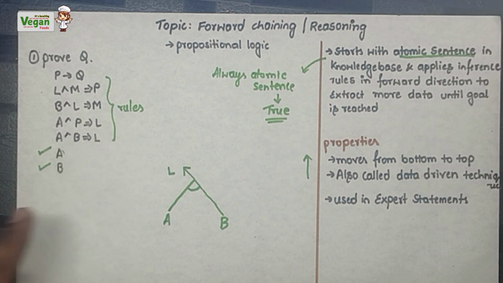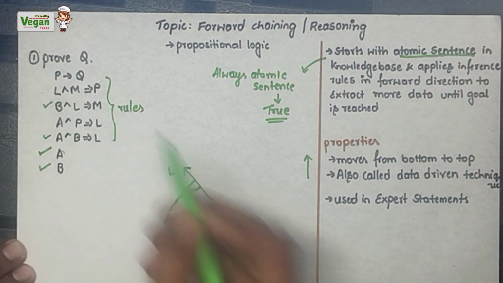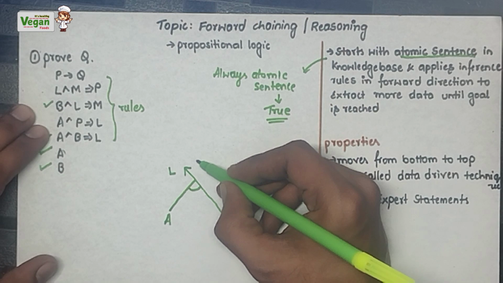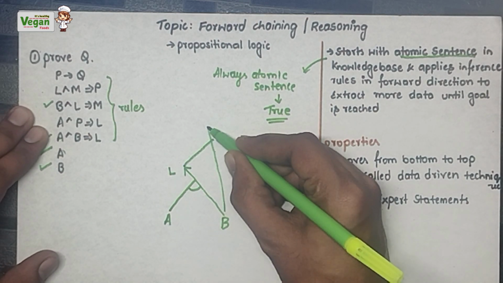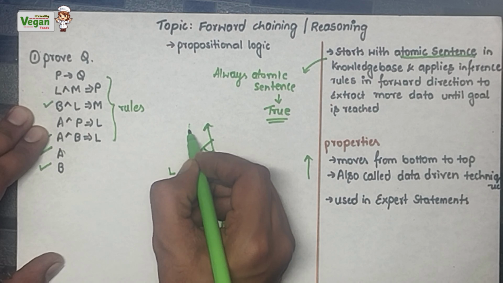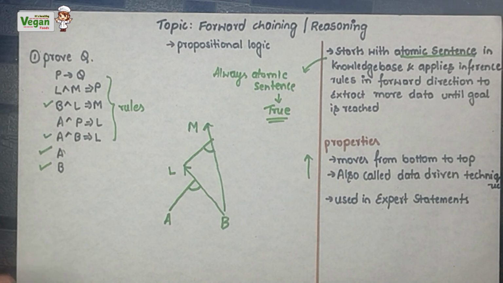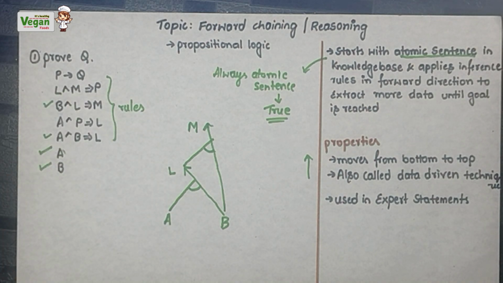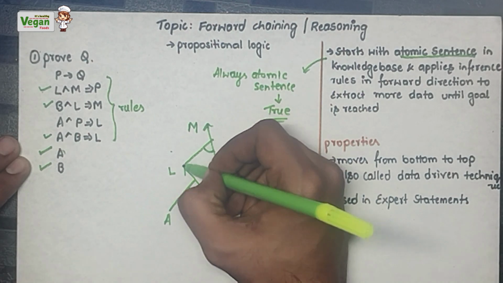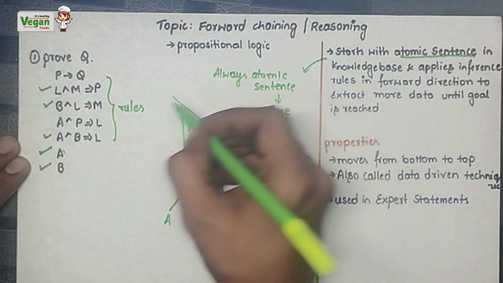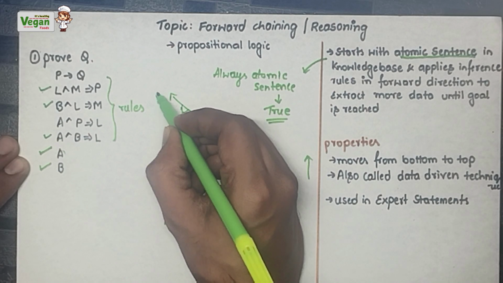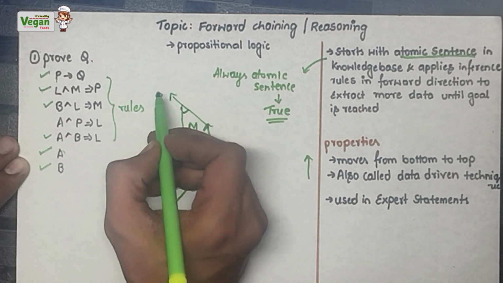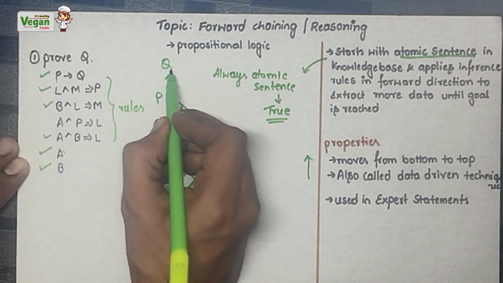B and L is present. A and B is over, B and L is there. B and L are producing M. Next, L and M are present on the left hand side. L and M both are producing P. If you see P on the left hand side, it is there single-handedly, and it is producing Q.